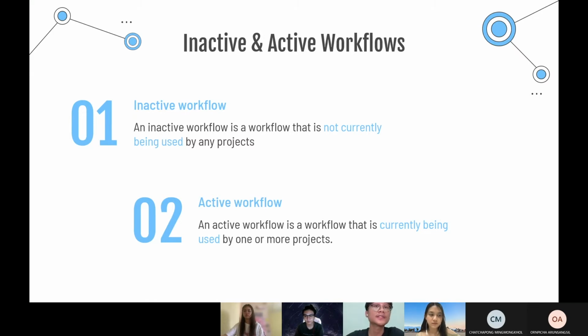An active workflow is a workflow that is currently being used by one or more projects. When you edit an active workflow, Jira first creates a draft of it that you can then modify as you see fit. When you have finished, you can publish your draft and optionally save your original workflow as an inactive backup. Next, Ms. Onpisha and Mr. Hachapong will show you how to use Jira.